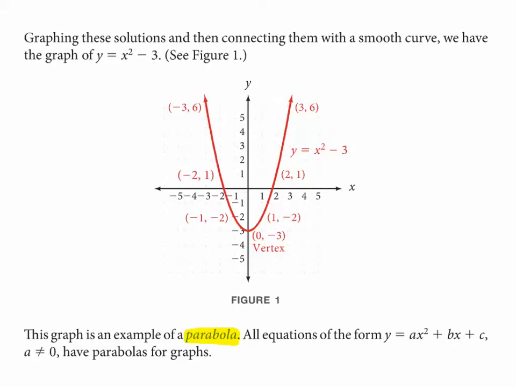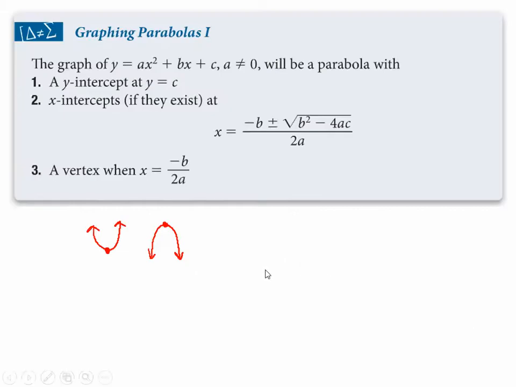Instead of plugging in points and plugging in points and plugging in points, is there any faster method to do this? And of course, since we have 7.5, I'm sure there is. Yes, there is. In fact, it's a three-step process. Some steps take longer than others. Some steps are really, really easy to figure out. But here's what we want to do. We want to be able to graph a parabola really, really quick.